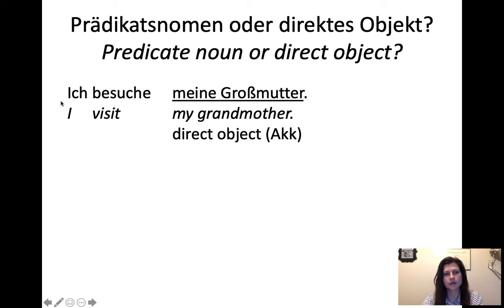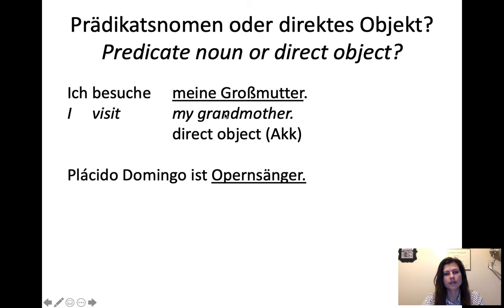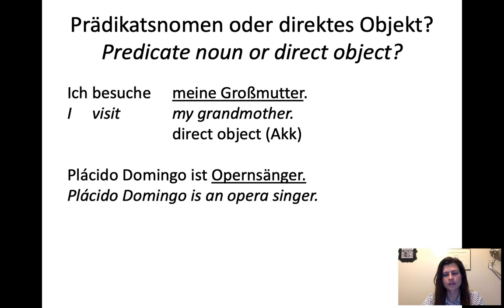Ich and Großmutter are two different people, and the action here is being performed on the grandmother. But we can try Placido Domingo ist Opernsänger. Placido Domingo is an opera singer, and so this one's actually a predicate noun, which is in the nominative. And of course, whenever you see the verb sein, werden, and bleiben, to be, to become, and to stay or remain, it's always going to be a predicate noun after.